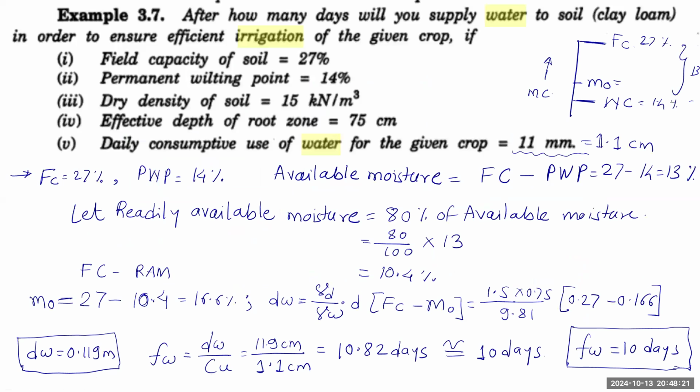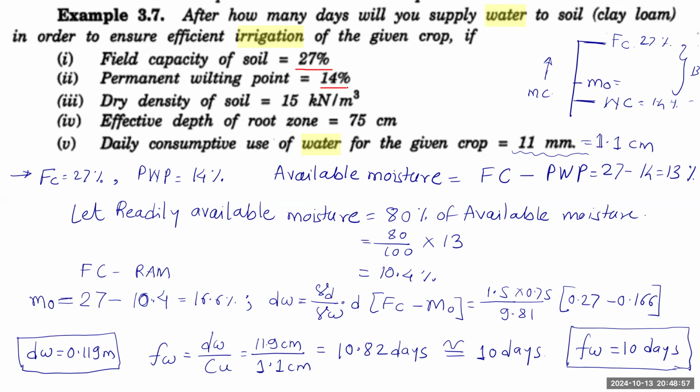Okay, so the question is, after how many days will you supply water to the soil? The type of soil mentioned is a clay loam, in order to ensure efficient irrigation of the given crop. After how many days means what we have to calculate? Frequency of irrigation. Okay, so for that, the data given is field capacity 27%. Then permanent wilting point or wilting coefficient is given as 14%.